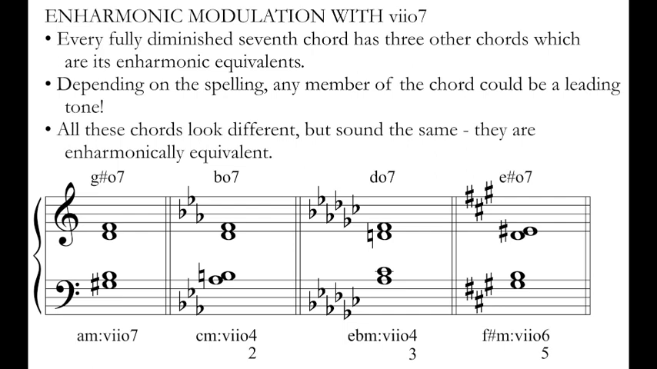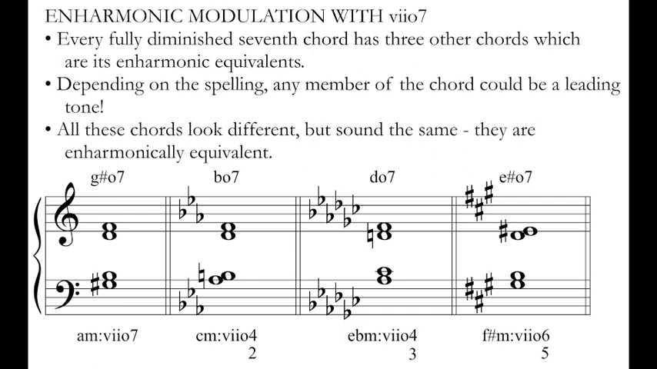They each have a G sharp or an A flat in the bass. They each have a B natural or a C flat in the tenor. They each have a D natural in the alto, and they each have an F natural or an E sharp in the soprano. Each of them has the exact same pitches, but they're all spelled a little differently. Each of them then implies a different key.